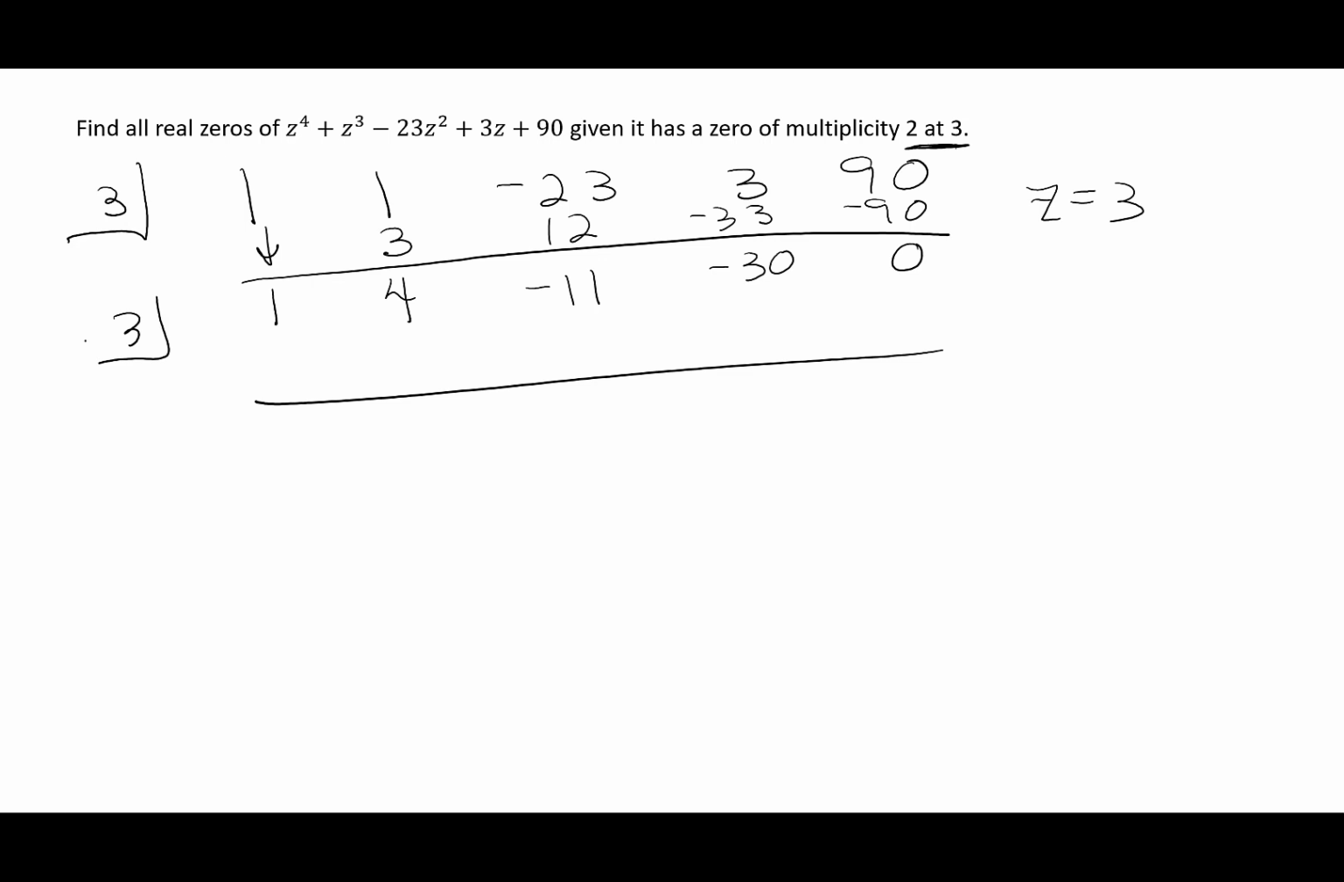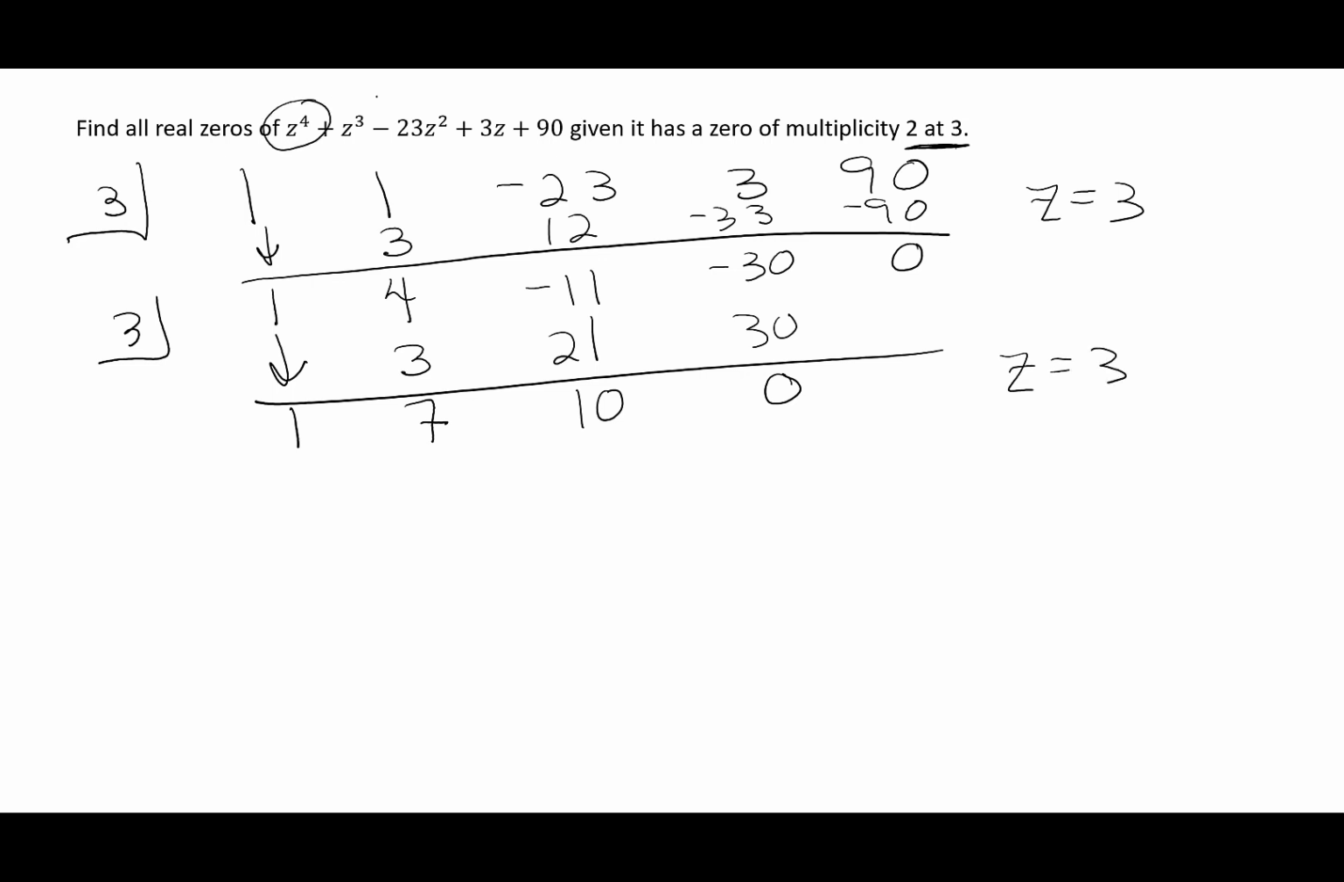So this is what the multiplicity means, it's there twice. So bring down the 1. 3 times 1 is 3. When I add, I get 7. 3 times 7 is 21. When I add, I get 10. 3 times 10 is 30. When I add, I get 0. So this was z equals 3 a second time.